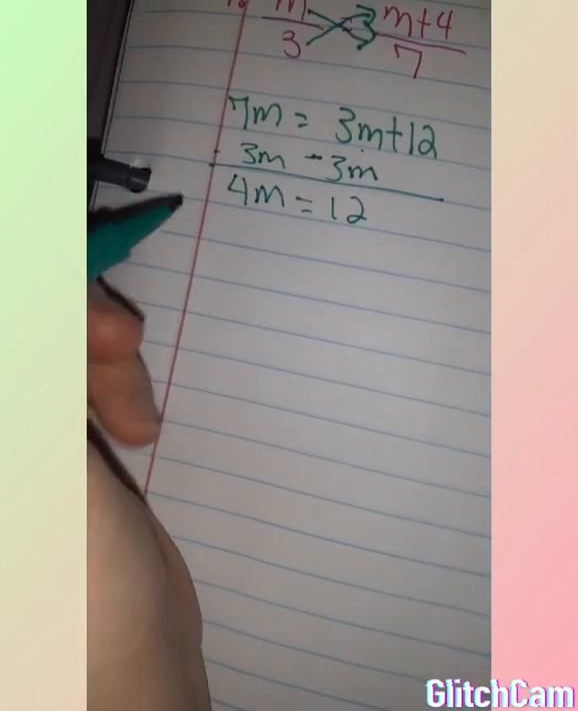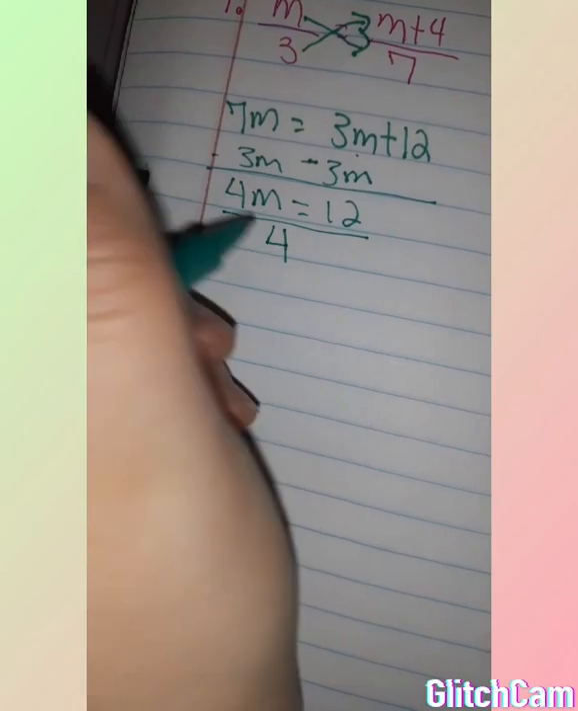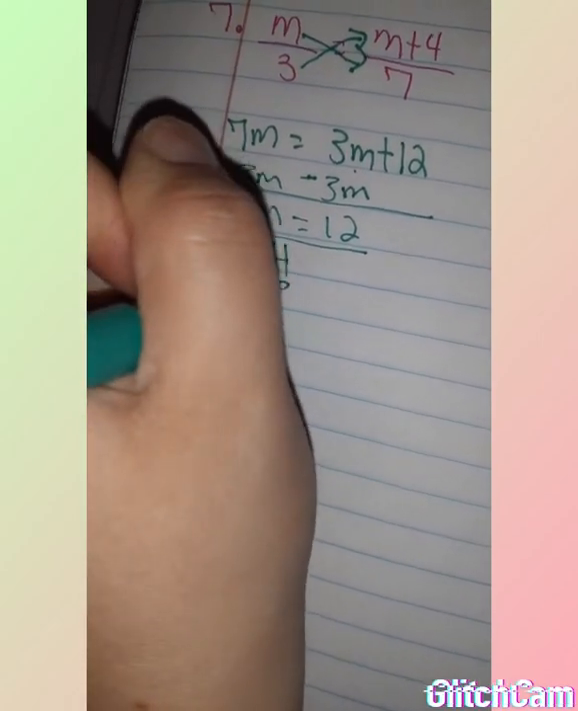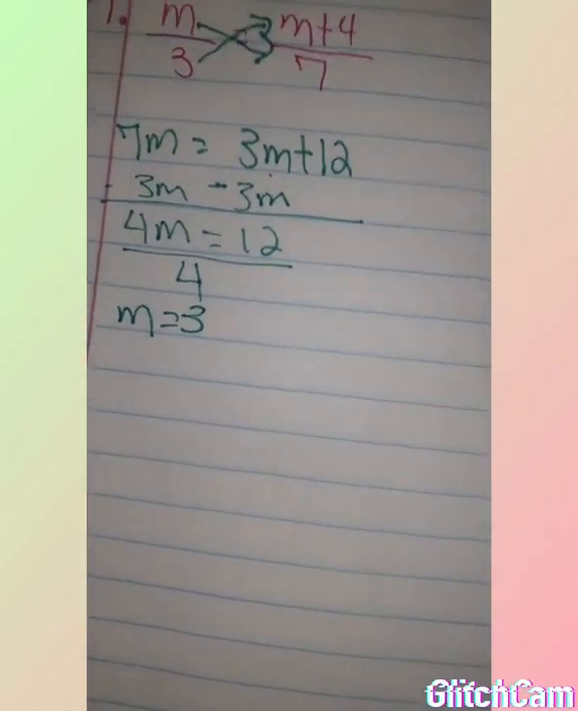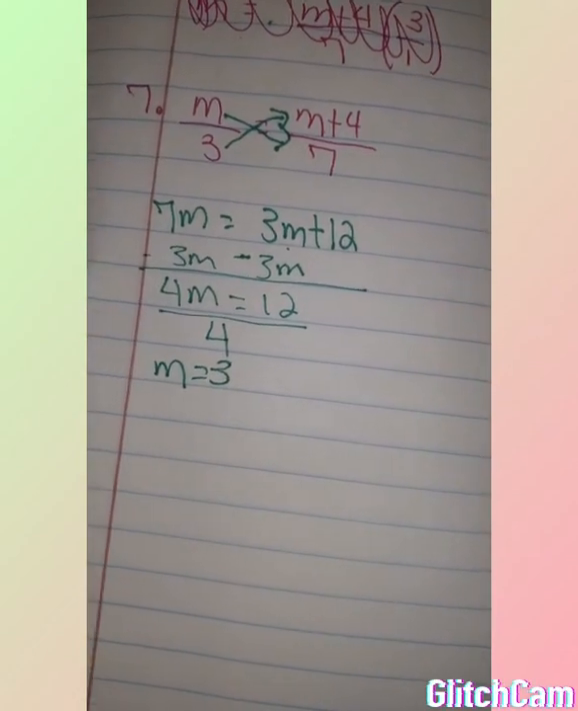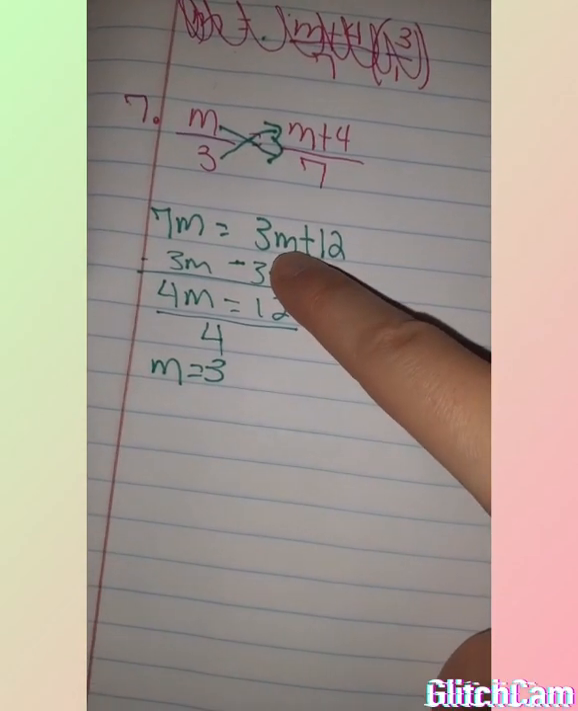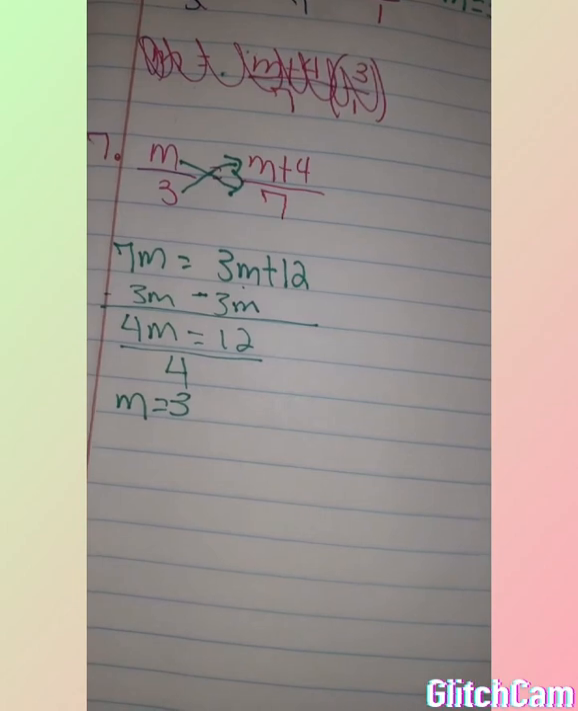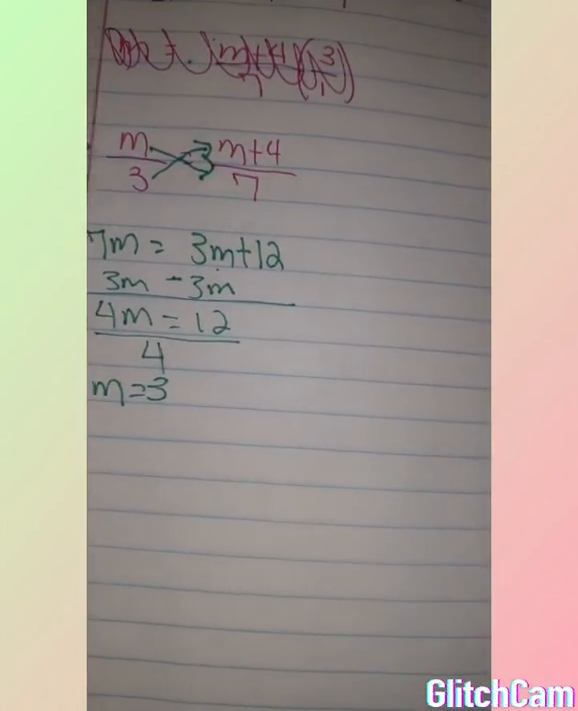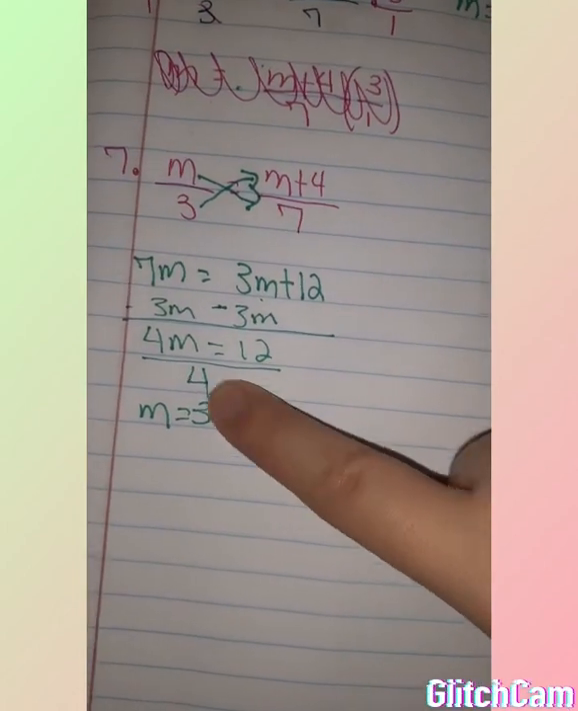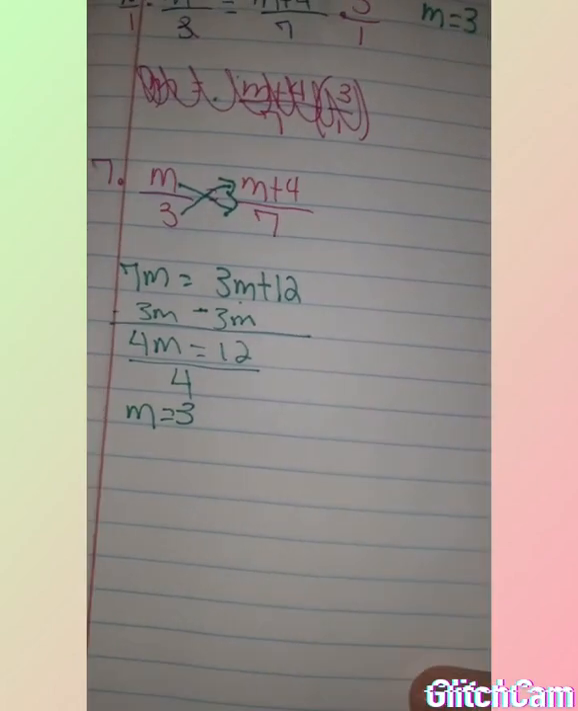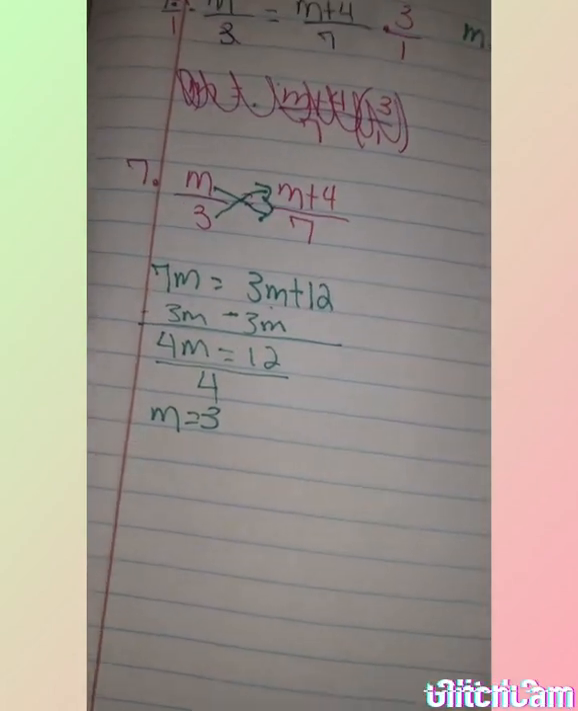Okay, to get m by itself, you would divide by 4. m equals 3. So all you would do is cross multiply and then add your like terms together, or subtract them depending on what you're doing, and then divide by the number, and then that's how you get m.